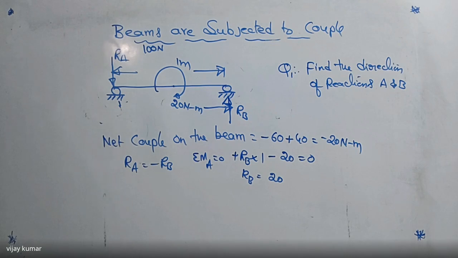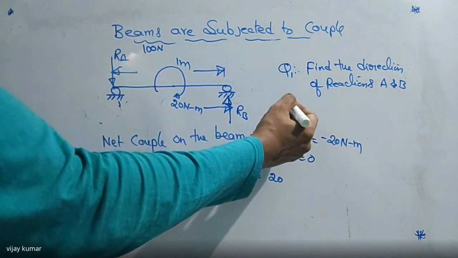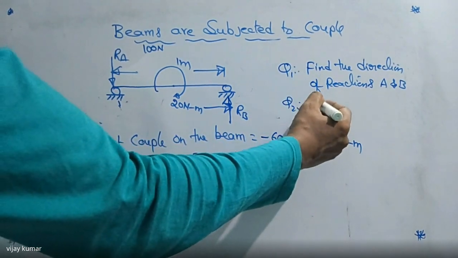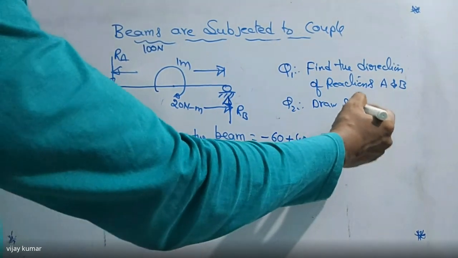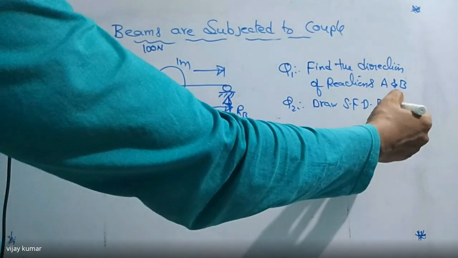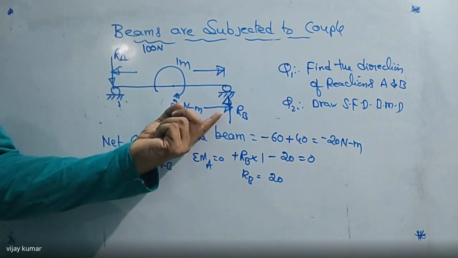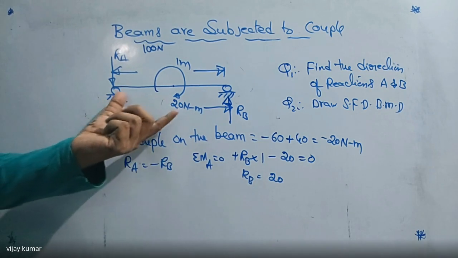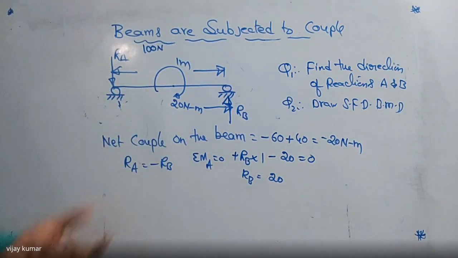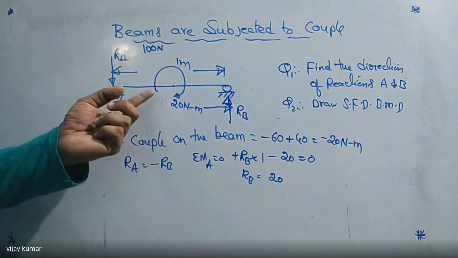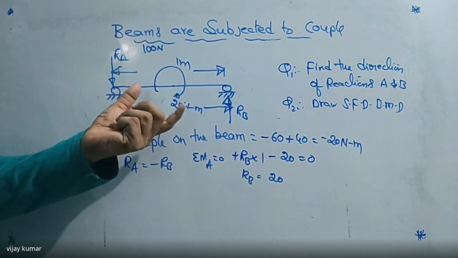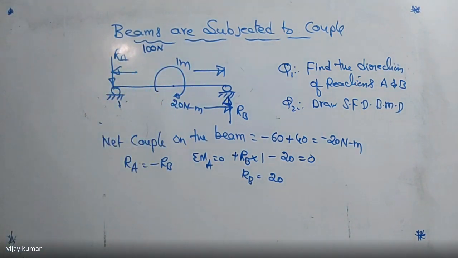So here I want the second question. We can easily draw the shear force diagram. That is question number 2. Draw the SFD and BMD, the shear force diagram and bending moment diagram. So after replacing this, take these reactions, then we automatically get a rectangle for shear force diagram. Why? Because we never consider the couple in case of drawing the shear force diagram. Did you get my point or not?